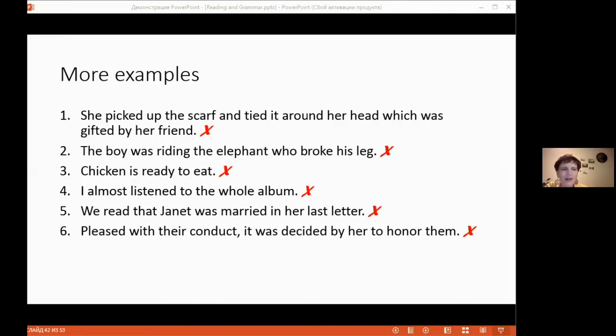Right, yes. So the problem here is actually a mistake with the use of the passive voice. But it's again also a logical mistake, because from the sentence, it's not clear who eats the chicken. Or maybe the chicken was ready to be eaten. Yes. Number four.